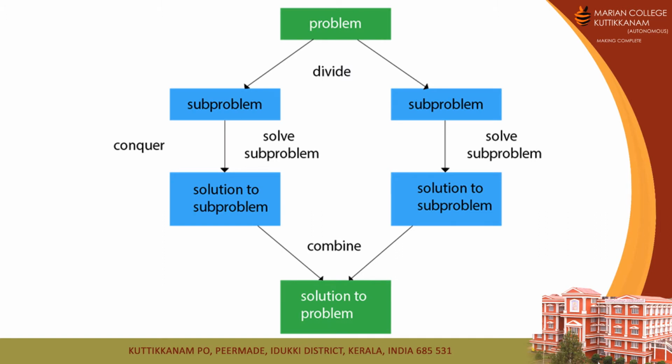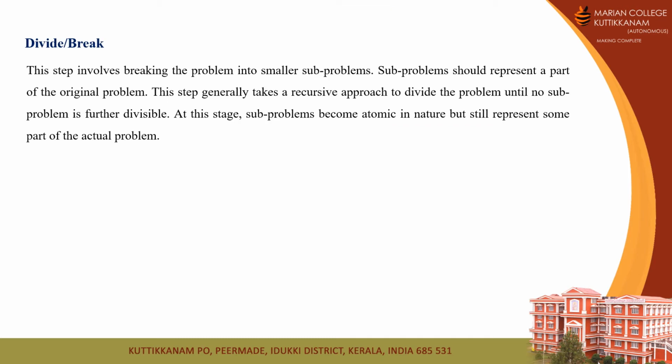This is the diagrammatic representation of divide and conquer method. Now we can look at a detailed definition for the phases in this method. Divide or break. This step involves breaking the problem into smaller subproblems. Subproblems should represent a part of the original problem. This step generally takes a recursive approach to divide the problem until no subproblem is further divisible. At this stage, subproblems become atomic in nature but still represent some part of the actual problem.